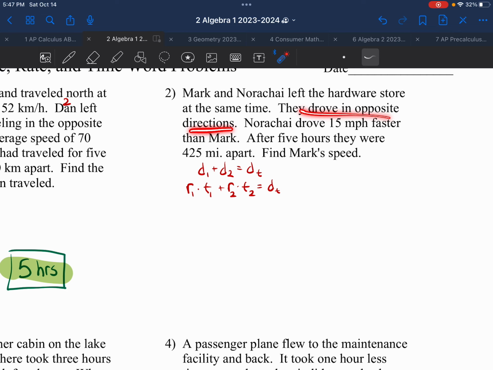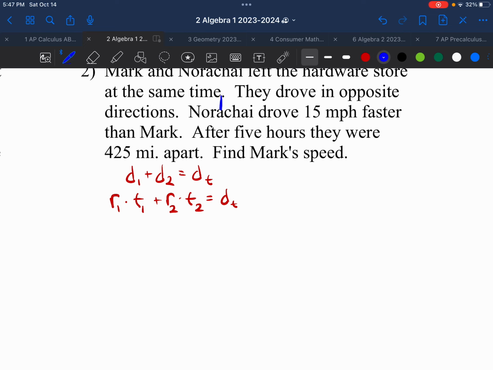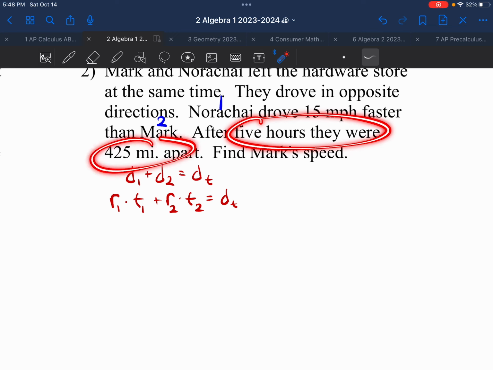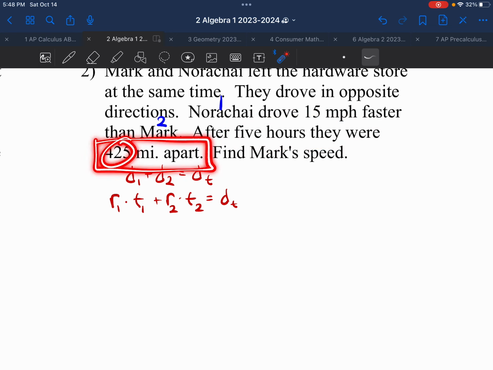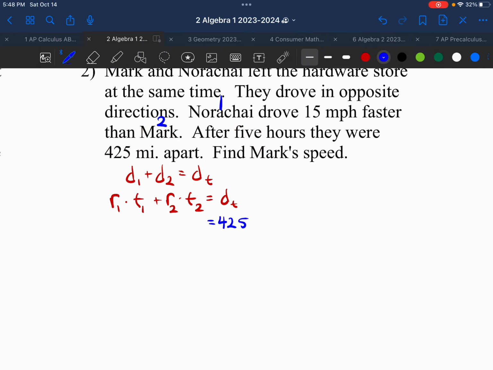So let's go ahead and fill in what we know from this question. They drove in opposite directions. That gave us this equation. Let's say Noriachi is 1, just because he's the first piece of information that we actually care about. So Noriachi is 1, which means Mark is going to be 2. So if Noriachi is driving 15 miles per hour faster than Mark, I don't know if that helps us yet. I can't plug in a speed. It doesn't say he's traveling 15 miles per hour. It's 15 miles per hour faster than Mark, and we don't know how fast Mark is going. We do know this. After 5 hours, they were this distance apart. So the total distance is going to be 425. This number is going to come over here. We're going to say this is going to be equal to 425.